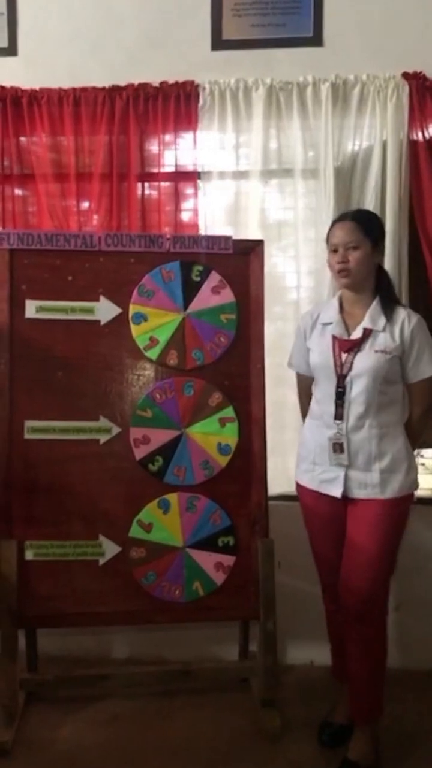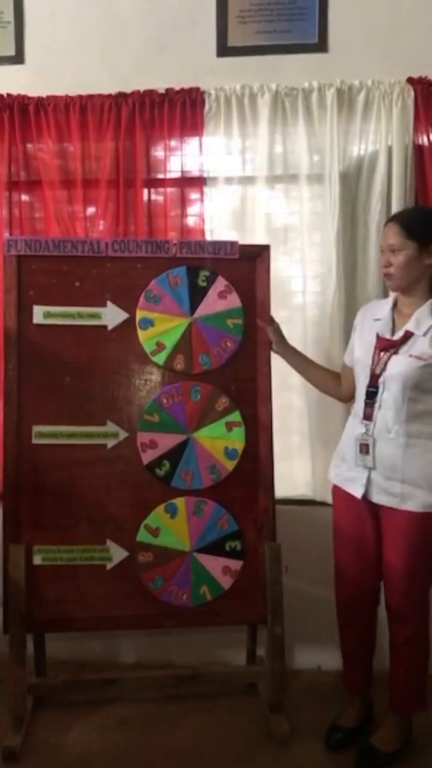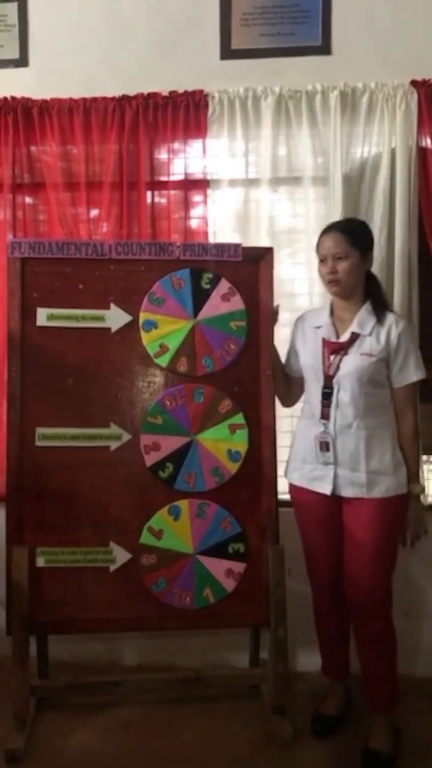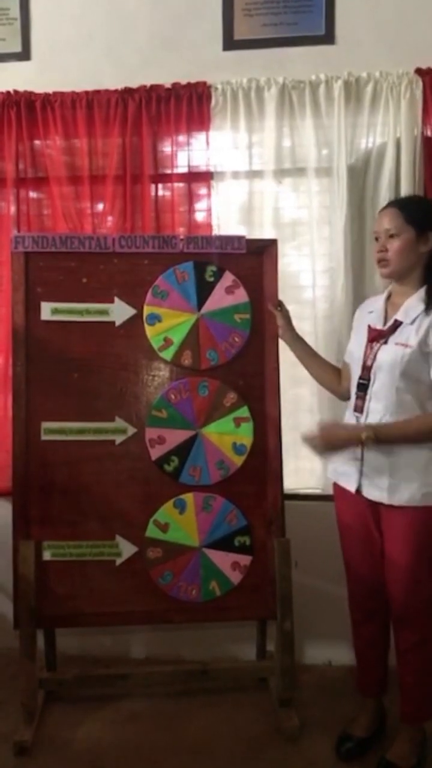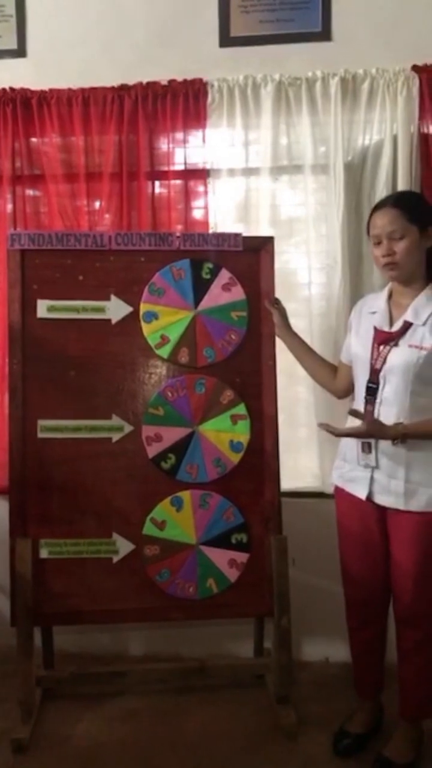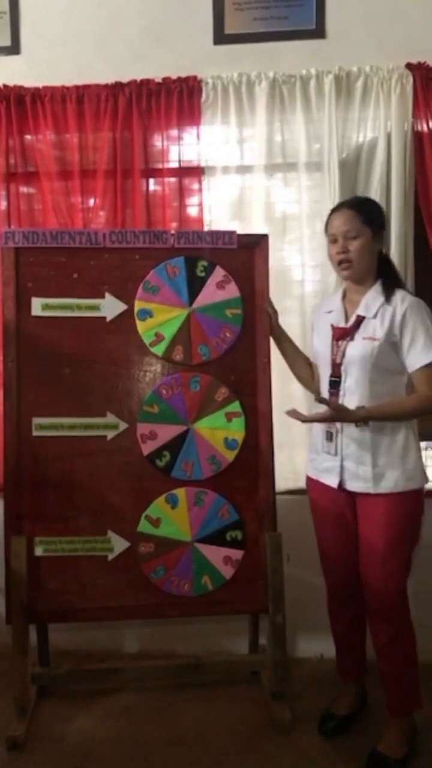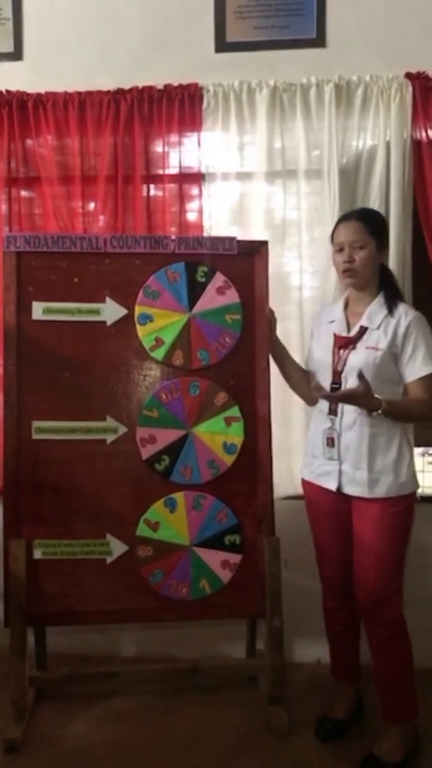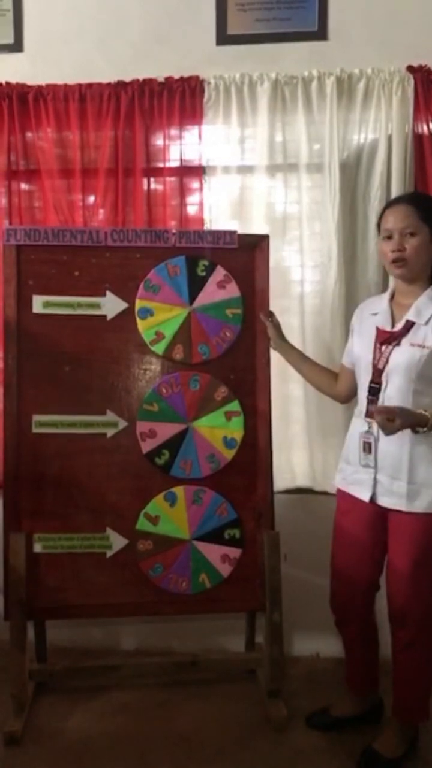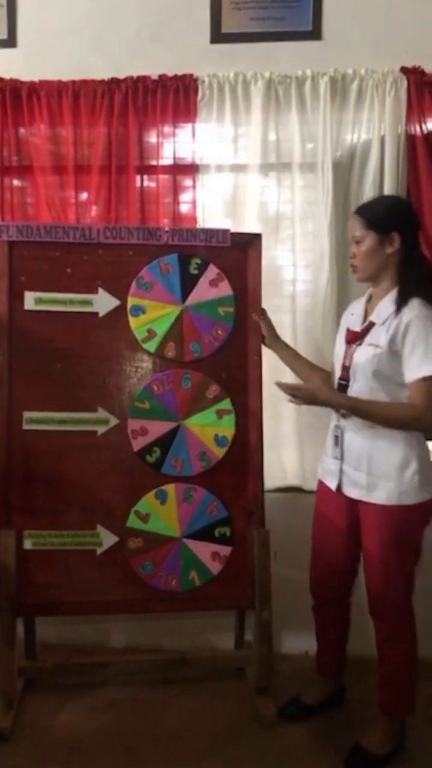Good day everyone, I am Rowelyn Gocon and I am going to present my instructional model, which is entitled Fundamental Counting Principle. The Fundamental Counting Principle is the total possible outcomes for each individual event, found by multiplying the number of outcomes or options for each event.